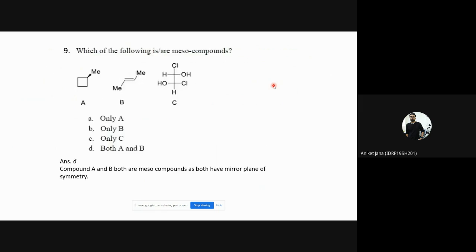Which of the following are the meso compounds? A meso compound is one where the optical rotation of one half of the molecule compensates the optical rotation of the other half of the compound. According to this, compound A and compound B have the sigma plane. So A and B both are meso compounds in this case. In compound C, there is no such symmetry like an inversion center or plane of symmetry. So compound C is not a meso compound.